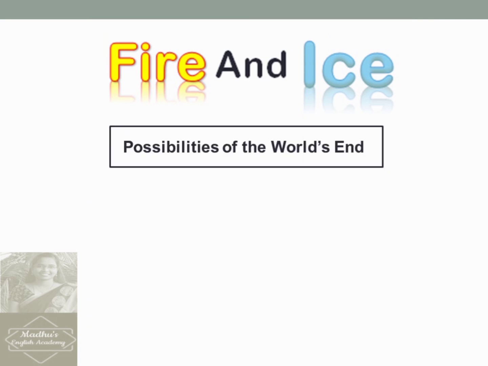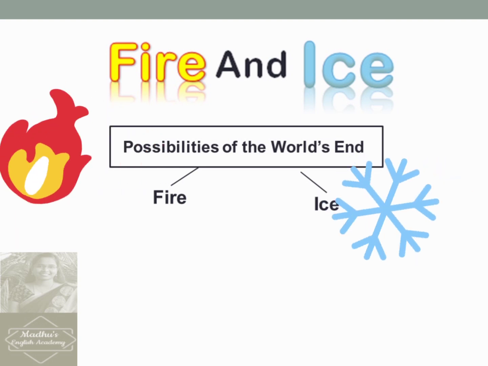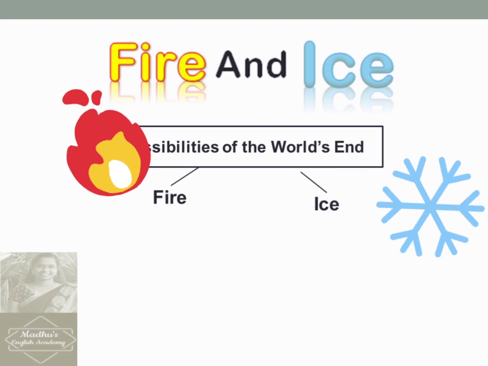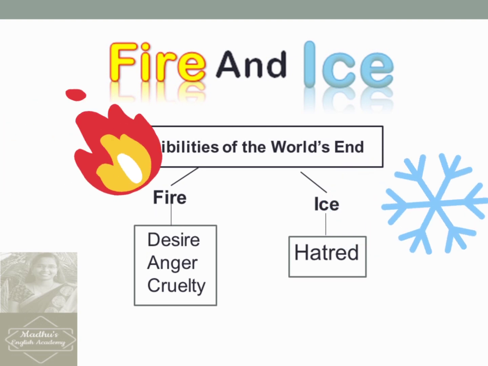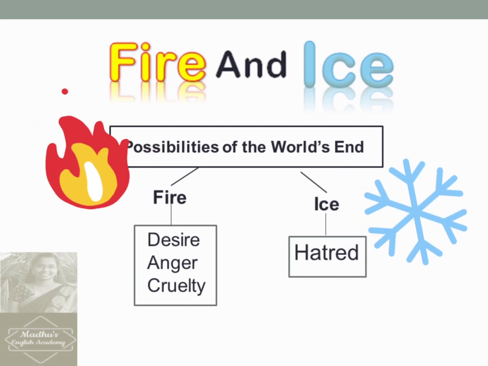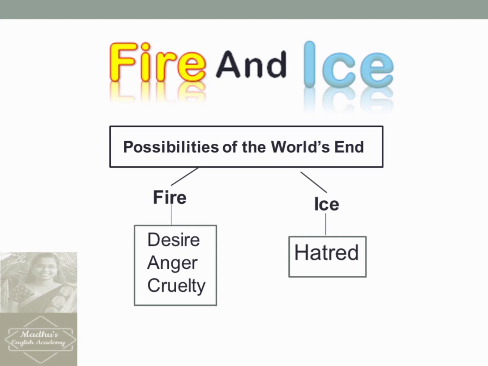Let me summarize the poem for you, children. For summarizing, I have brought the mind map for you. In this poetry, the poet says that there are 2 notions in the society about the destruction of the world. One is fire and the other one is ice. Here fire denotes desire, anger or cruelty, and ice denotes hatred. The more you try to satisfy them, the more they grow. There is no end to it. They spread rapidly and engulf your whole life. As a result, the world would soon perish either way, either due to fire or due to ice.